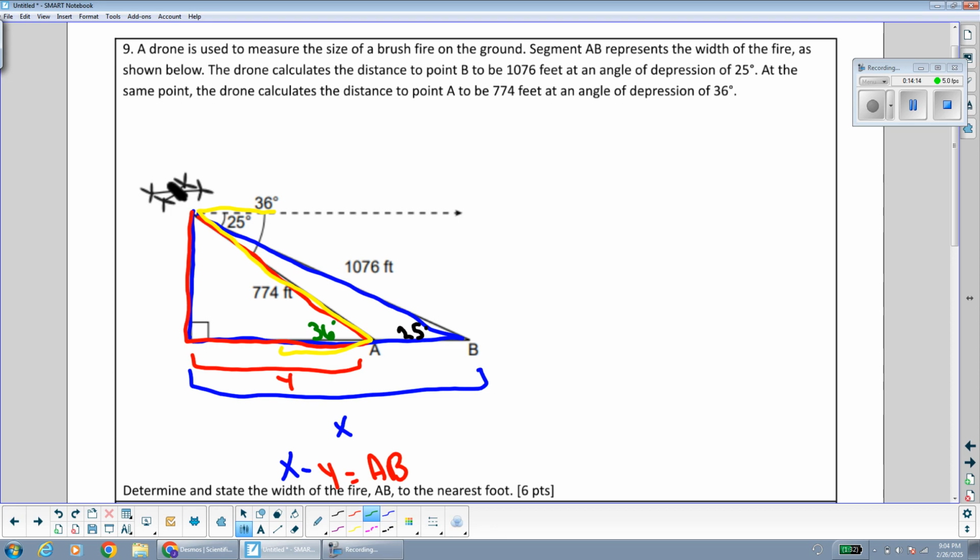And now I see that the 36-degree angle goes in the small triangle and the 25-degree angle goes in the big triangle. And 774 is already provided and the 1076. So let's do it. Let's start with the big right triangle to find x. So we have the hypotenuse and we're looking for adjacent. So adjacent over hypotenuse is cosine.